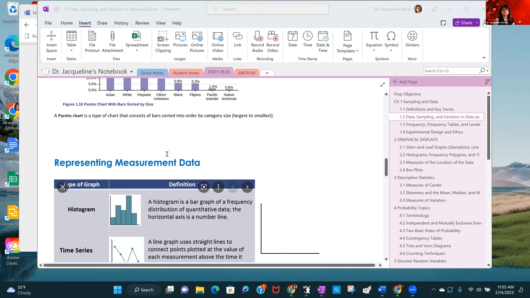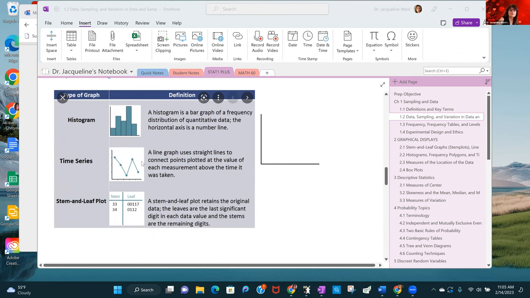For measurement data, some common types of graphs would be a histogram. That's a bar graph with a frequency distribution. So oftentimes you'll see these showing a grade distribution for an exam, like the number of people who got a B, the number of people who got an A. So maybe this is 90 to 100, right? This is 80, so this many people got a B, et cetera, et cetera. This many people got an A.